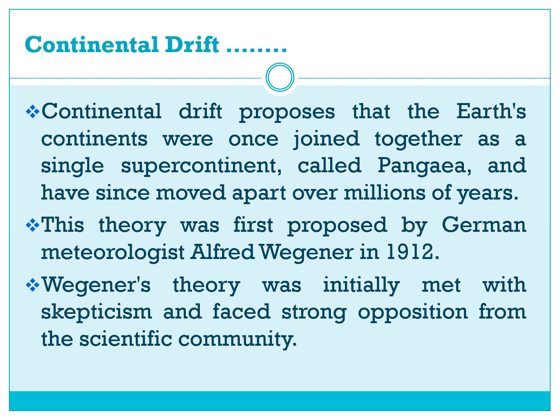Continental drift. The theory of continental drift, though initially controversial, revolutionized our understanding of Earth's history and dynamics. Continental drift proposes that the Earth's continents were once joined together as a single supercontinent called Pangaea and have since moved apart over millions of years. This theory was proposed by German meteorologist Alfred Wegener in 1912. Wegener's theory was initially met with skepticism and faced strong opposition from the scientific community.